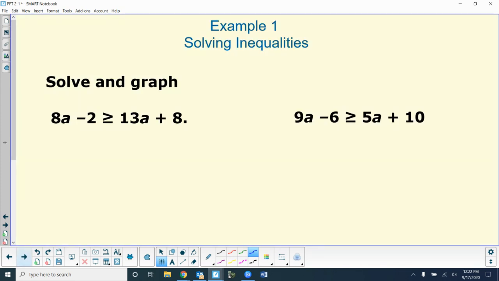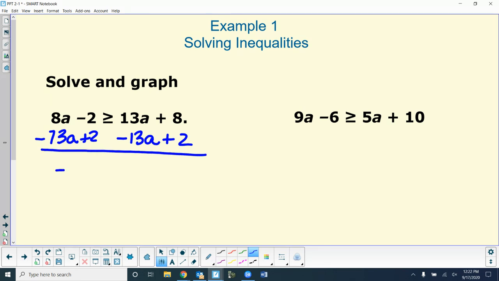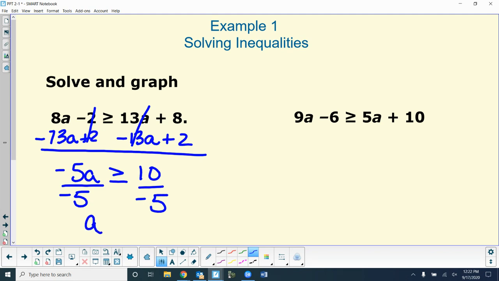So let's say I take this 13a from the right side to the left, and I'm going to do two steps at once again. So 8 minus 13 is a negative 5. And again, those cancel. And I get a 10. So in this situation, I'm dividing by negative 5. So then I would go a is greater than or equal to negative 2. Since I divided by a negative, I switch it.